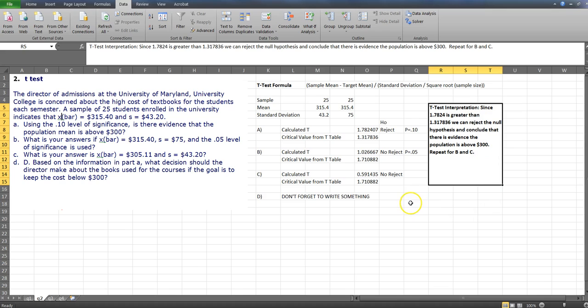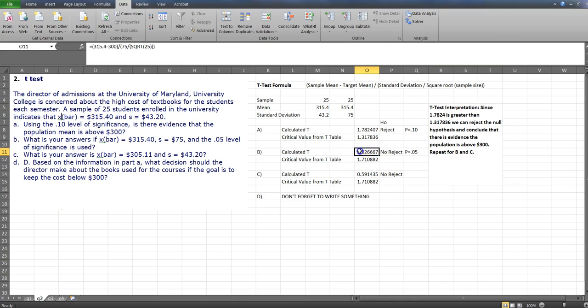And then you would just repeat the same for B and do the comparison between the calculated t and the critical value. And notice though it's asking for a different p-value of 0.05. So when you do the formula here, note that your T.INV should be 0.95 instead of 0.90. For C, same formula, except the standard deviation is now changed. It is now 43.2 instead of 75.